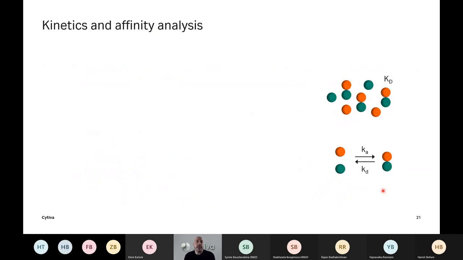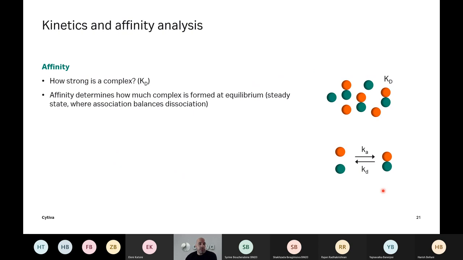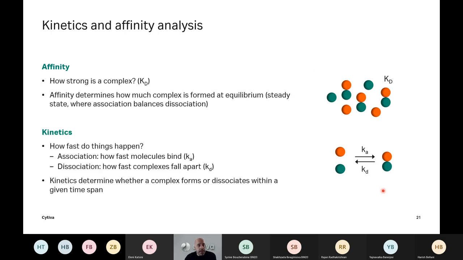Then probably the most typical sort of analysis that are run with Biacore systems are the studies of kinetics and affinity. And let's try to understand what affinity and kinetics are. So affinity determines how much complex is formed at the equilibrium. The equilibrium is that phase, the steady state phase, in which association and dissociation events are balanced, okay? And kinetics determine whether a complex forms or dissociates within a given time span, okay? So the on rate or association rate gives us information about how fast the molecules interact, and the off rate or dissociation rate gives us an idea about how fast the complex dissociates, or what is the same, how stable is the complex. Okay?